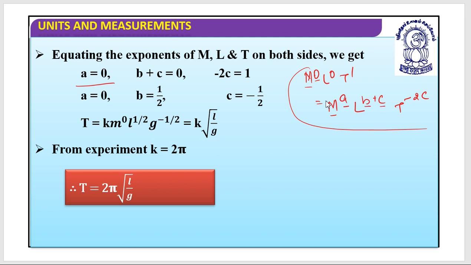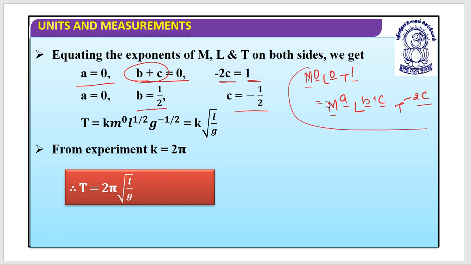Next, this is b plus c and it is power 0, so I write it down: b plus c is equal to 0. Here it is minus 2c and here the power is 1, so minus 2c is equal to 1. So what I get is minus 2c is equal to 1, so c is equal to minus 1 by 2. If I put c is equal to minus 1 by 2 in this relation, b plus c is equal to 0, I will get b is equal to half.